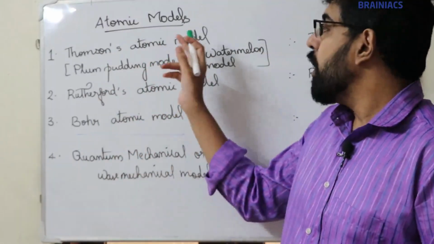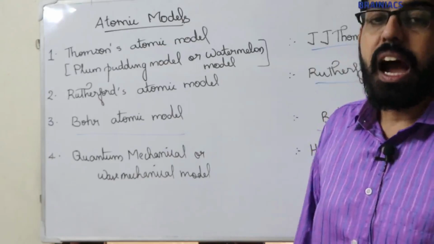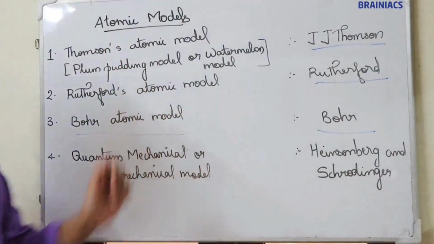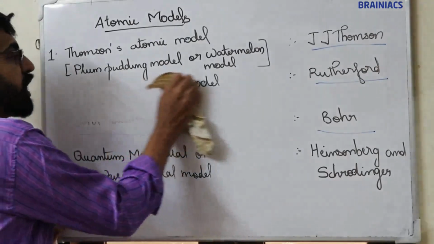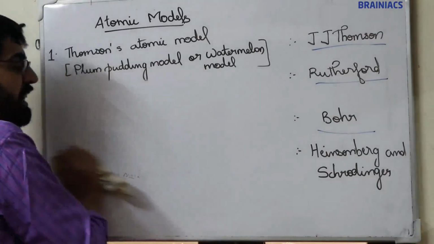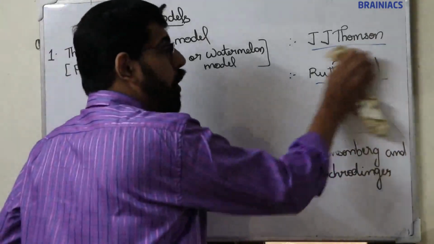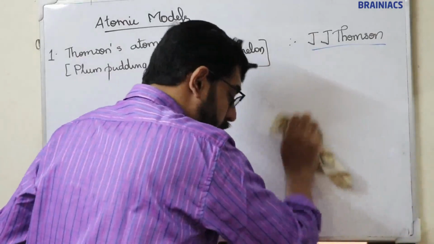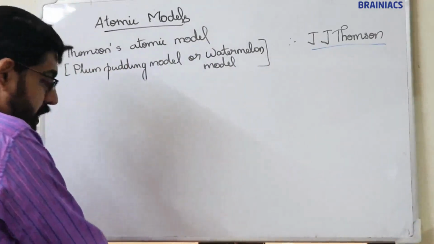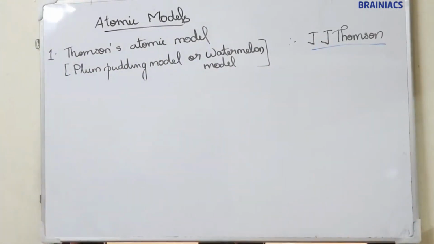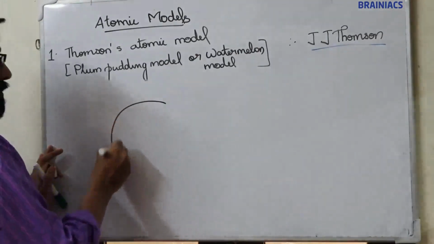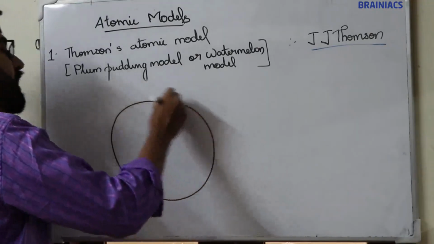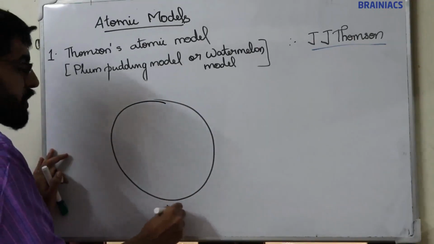I'll start with J.J. Thomson's plum pudding model, or watermelon model, or Thomson's model. This model was proposed by J.J. Thomson. According to this model, the atom is a positively charged sphere. Let this be the atom, a positively charged sphere.